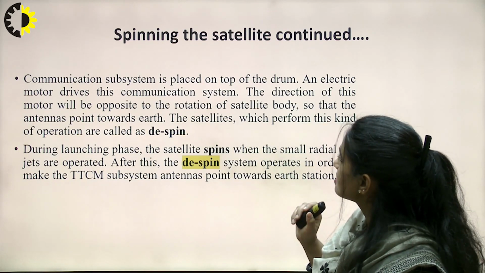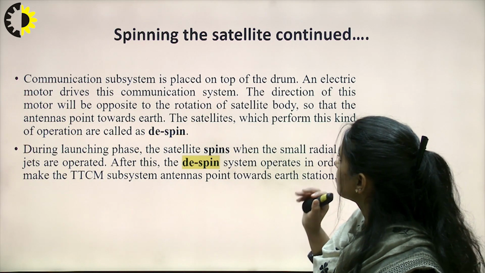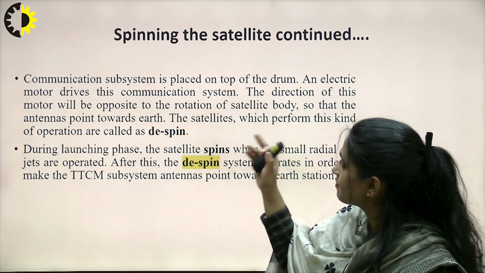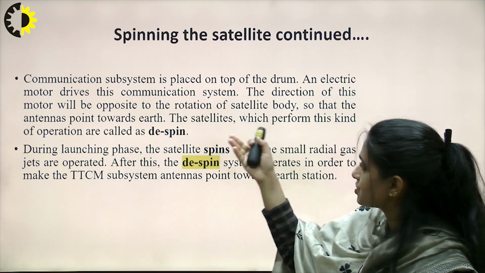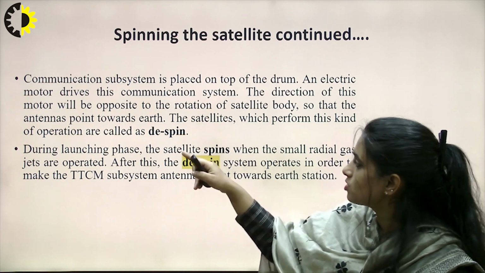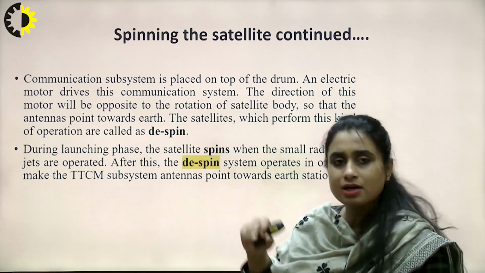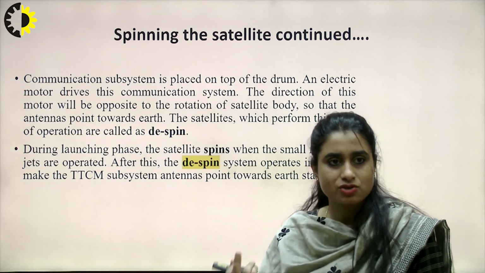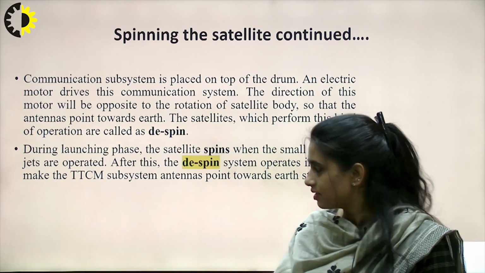Here the communication subsystem is placed on top of the drum. An electrical motor drives this communication system, and the direction of this motor is opposite to the rotation of the satellite body, so that the antennas point towards the earth. This operation is called D-spin, right?